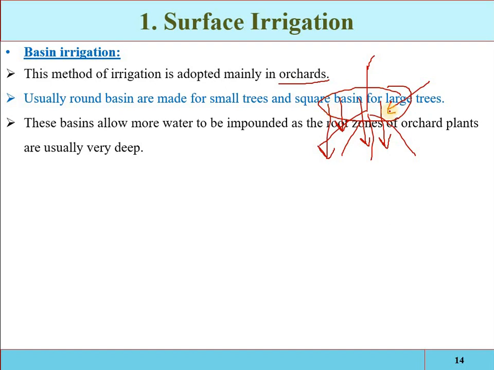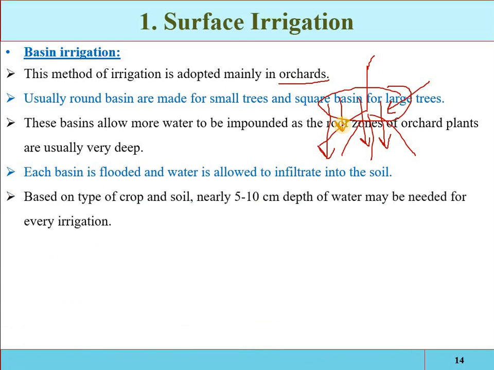This means the infiltration opportunity time will be more, and for that purpose we apply water up to 5 to 10 centimeters of depth. So 5 to 10 centimeters depth of water is applied into each basin, and then that water is allowed to infiltrate. So the water will be infiltrated up to the maximum depth of the root zone. Each basin is flooded, and water is allowed to infiltrate into the soil.